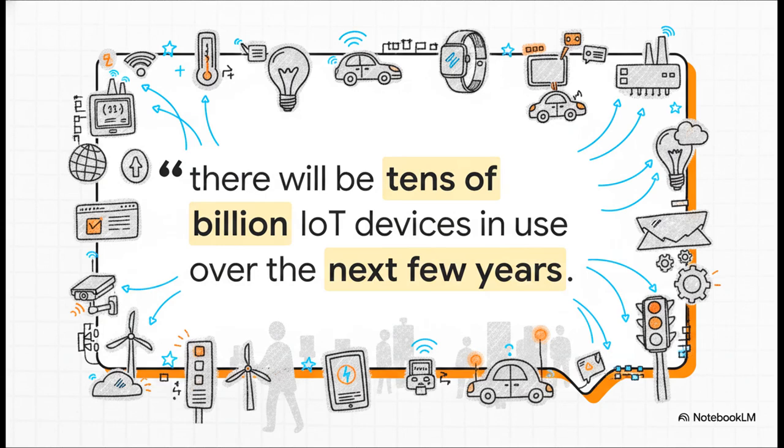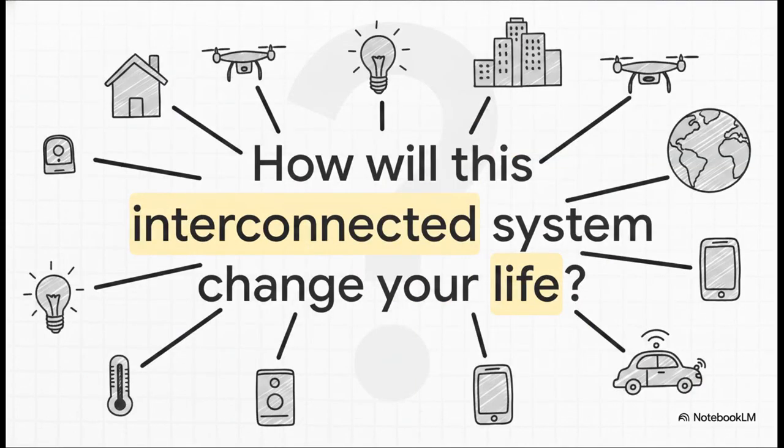Just to put the sheer scale of all this into perspective, estimates suggest that we aren't just talking about a few million gadgets here. We are looking at tens of billions of IoT devices actively being used worldwide over the next few years. That is a staggering amount of data, hardware, and interconnected intelligence that is fundamentally shaping human infrastructure. Which leaves us with one final thought for you today. Take a look around your own home, your workplace, your city. As these billions of devices become increasingly smarter and this interconnected digital nervous system wraps around the globe, how is it going to change the way you live?